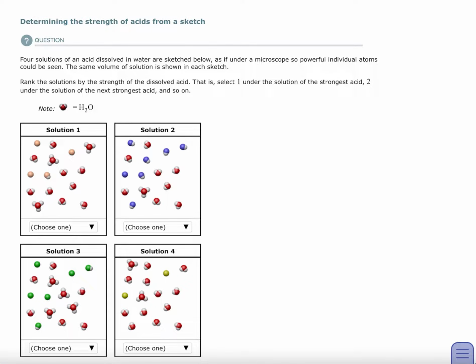Welcome back. This is an ALEKS homework video on determining the strength of acids from a sketch. All right, well, these sketches sometimes are tricky. They've fooled me more than once.